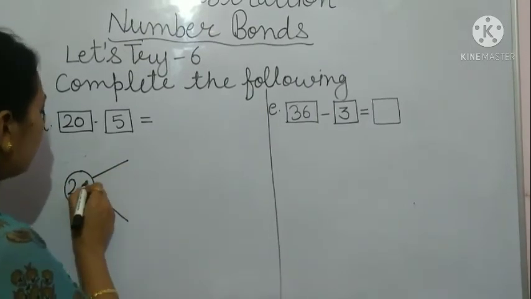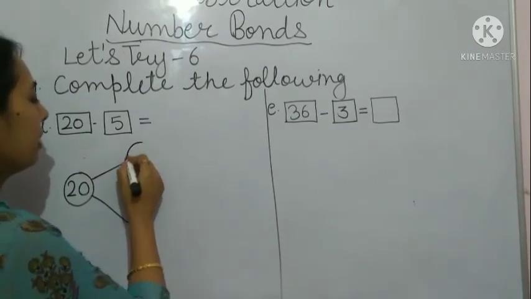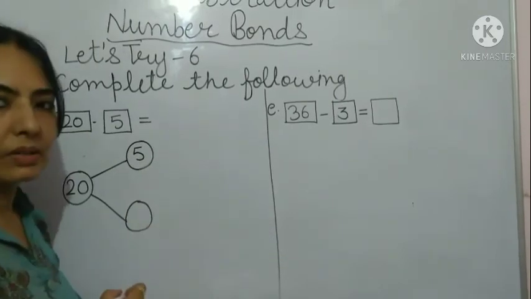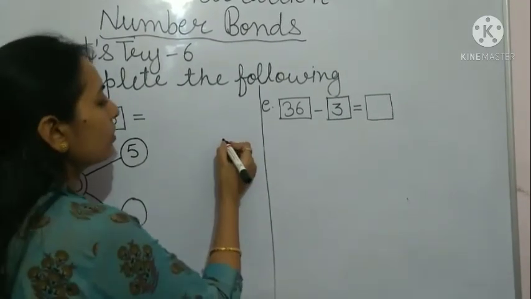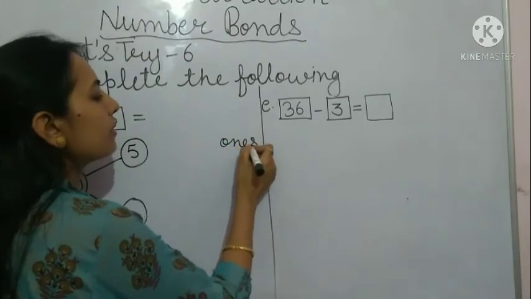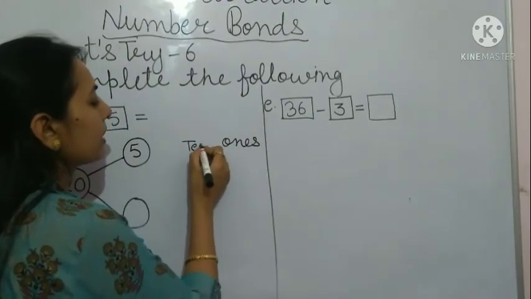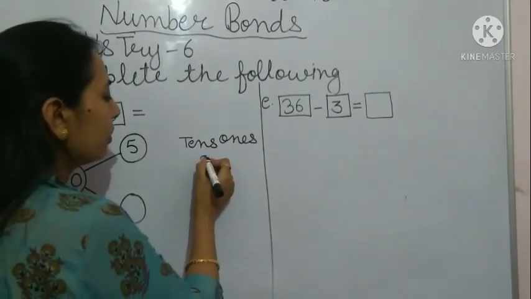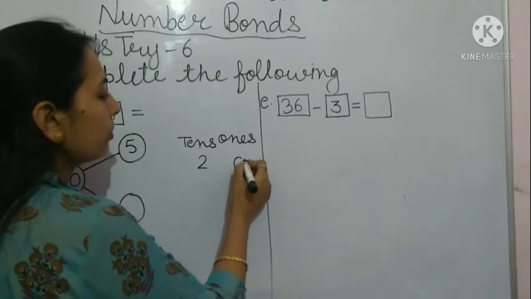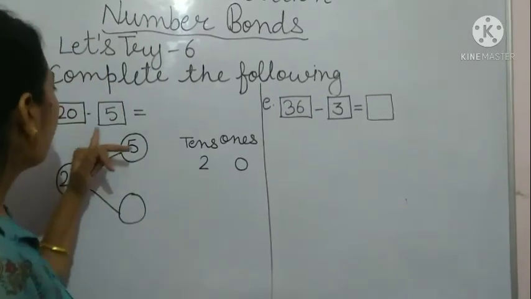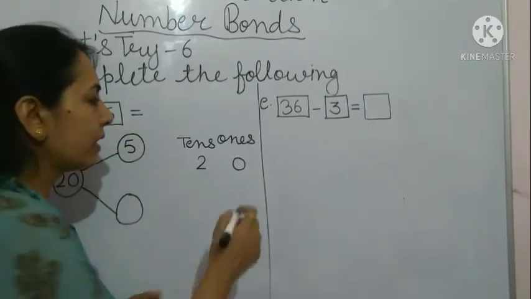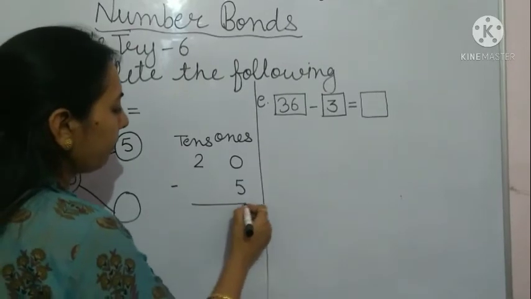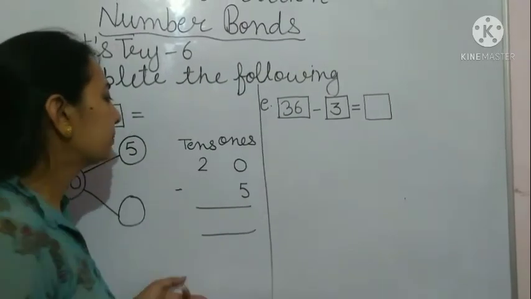So we have number 20 here, and we have one part, 5, and we have to find the next part. We will solve it by using ones and tens first. We will do it simply first, then we will find our next part. As you know, we have 20, so we'll write here 2 tens and 0 ones, and we have to minus 5 ones. So we'll write 5 at the ones place, put the sign of minus here, and now we are going to minus them.